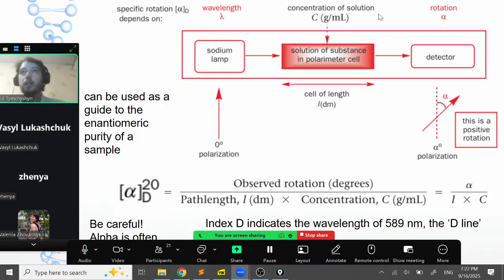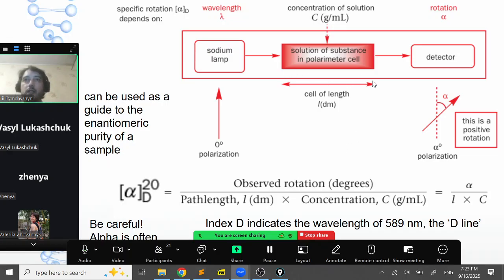So what do we have? Here is our apparatus. We have a sodium lamp, so we get just one wavelength that we will use for analysis. Here we have our solution. This solution is somehow concentrated. We know the concentration in grams per milliliter, so please pay attention to this number. What are the units? Are they meters, decimeters, kilometers, grams per liter, per milliliter, and so on? So yes, be careful with units.